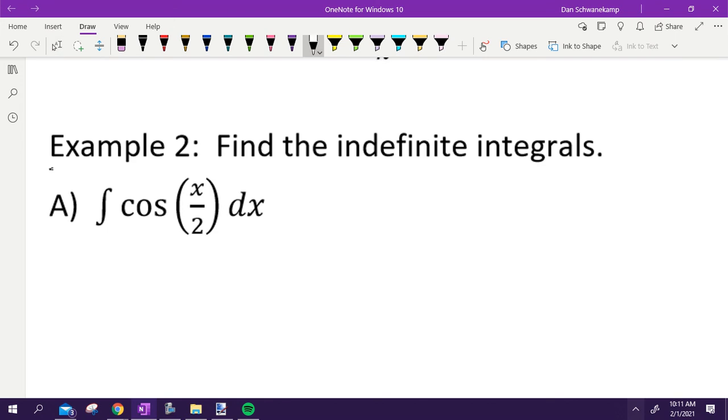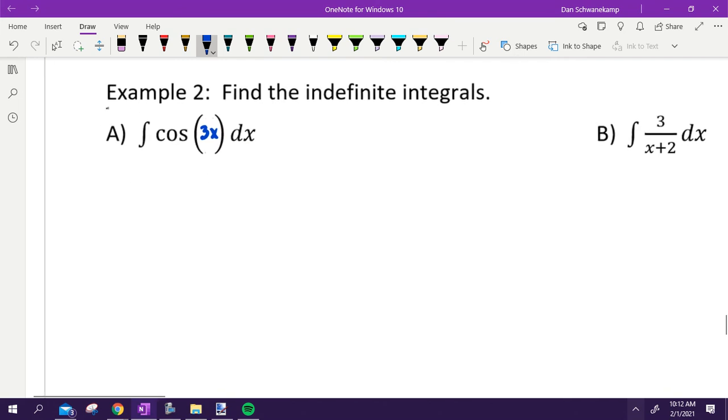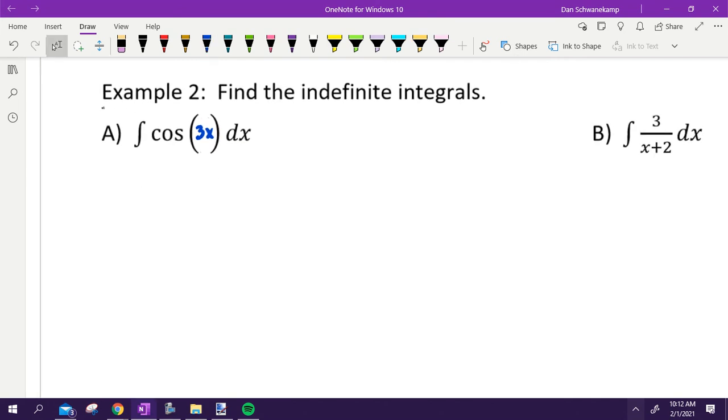Let's look at letter A. I'm going to make it a little bit easier for us so our brains don't hurt on the first one. Let's make it cosine 3x. If I am doing mental u-sub, thinking about what we would do here, we're going to get to the point where you don't need to do u-sub on this problem. You could just do it in your brain. What would you think the u is going to be? 3x.